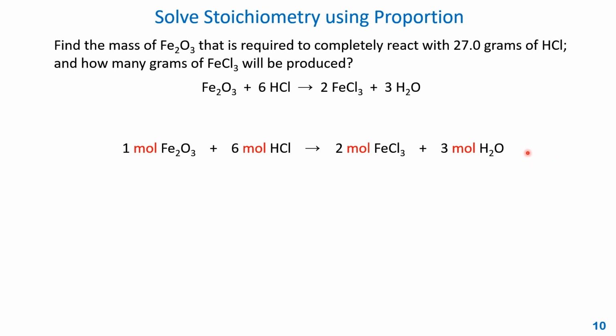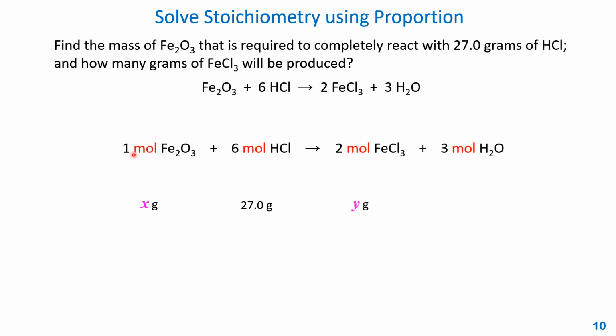Now the given condition is 27 grams of the hydrochloric acid here. You write down this mass under this hydrochloric acid or hydrogen chloride. And then the question is the mass of iron(III) oxide. We want to find the mass of the iron(III) oxide, X grams. We don't know how many grams now. And also another question, how many grams of the iron(III) chloride? And under this, you write Y grams. Those are both unknown.